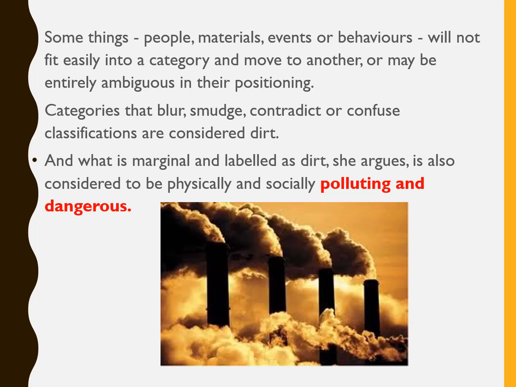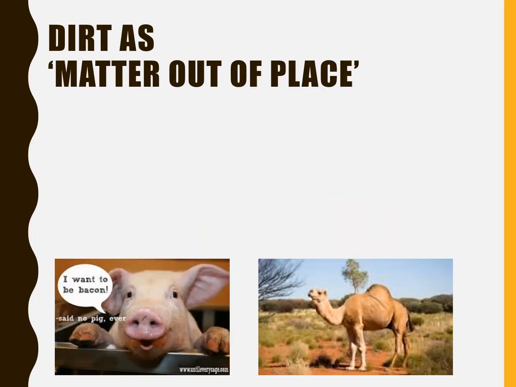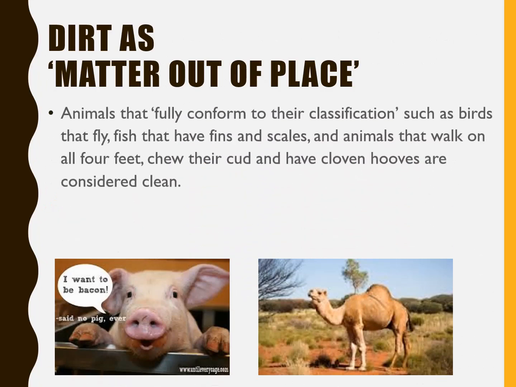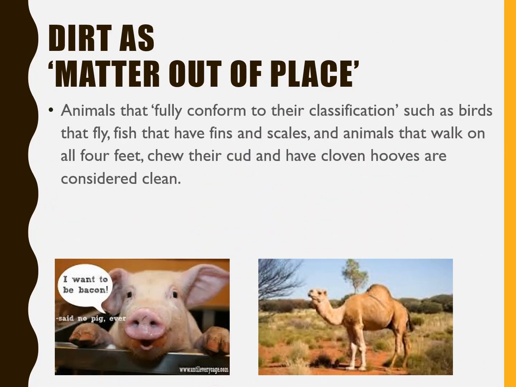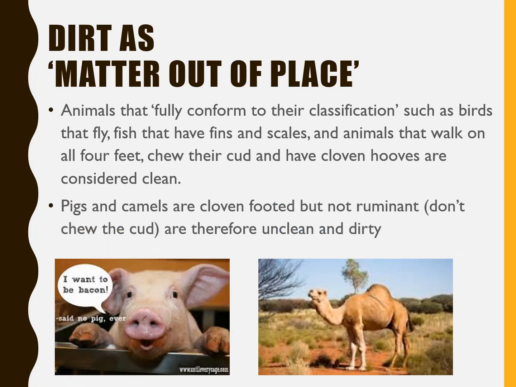Categories that blur, smudge, contradict or confuse classifications are considered dirt. And what is marginal when labelled as dirt, Douglas argues, is also considered to be physically and socially polluting and dangerous. Mary Douglas develops this concept of dirt as matter out of place. She says that animals that fully conform to their classifications, such as birds that fly, fish that have fins and scales, and animals that walk on all four feet, chew their cud and have cloven hooves, are considered clean.